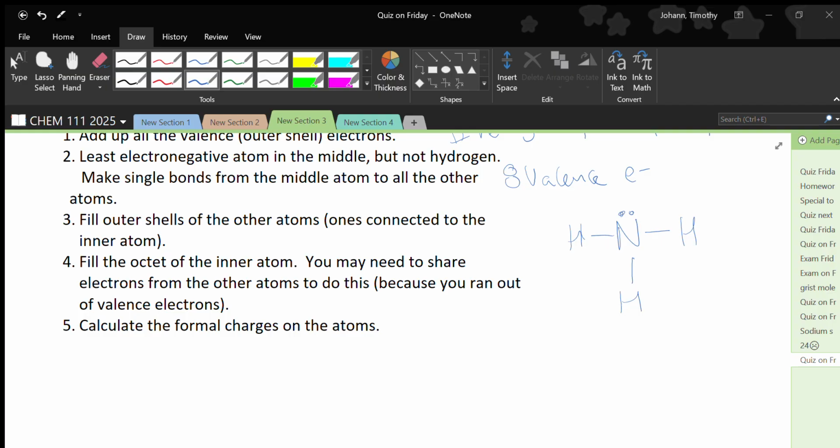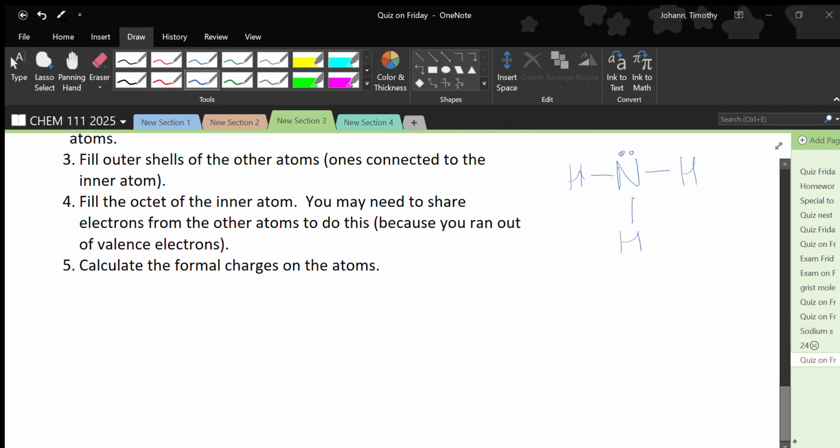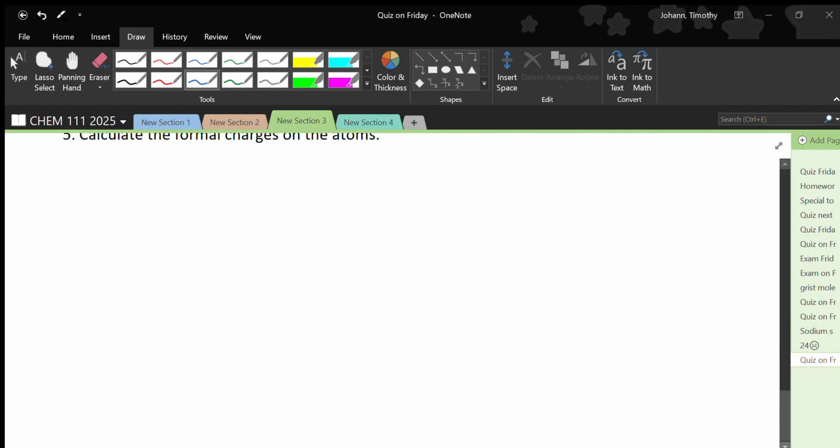Let's do one that's more complicated. Let's go ahead and do hydrogen cyanide, okay? So hydrogen cyanide, so draw a Lewis dot structure for HCN.